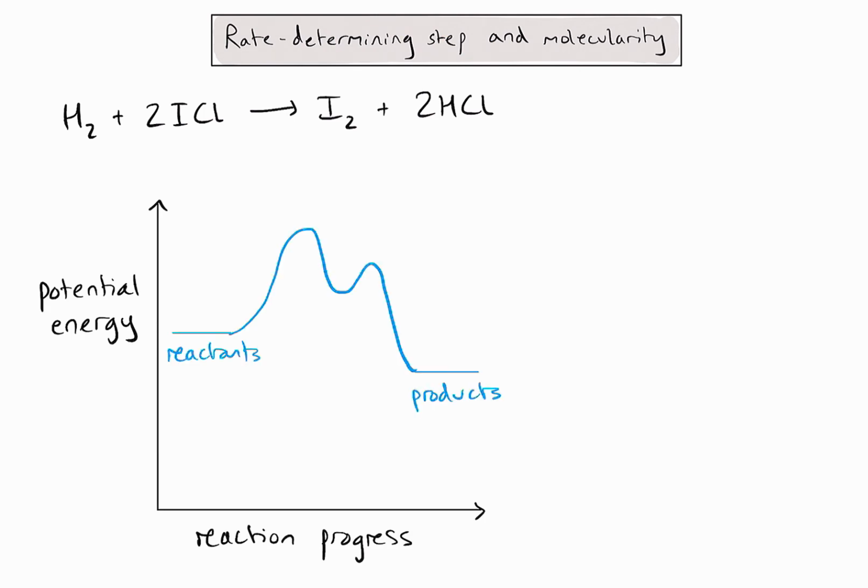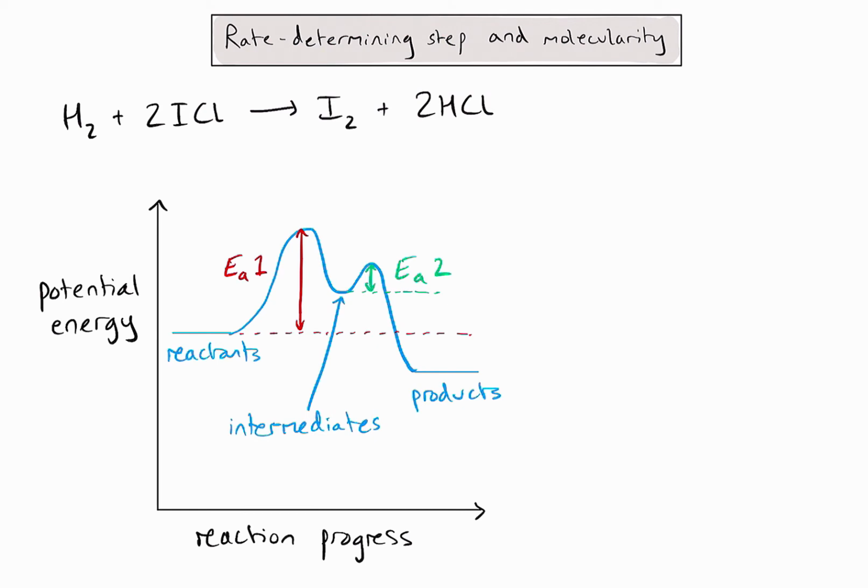In this example, you'll notice there are two humps in my graph, because if there are two steps in the reaction mechanism, we are breaking and making bonds twice. The products formed in the first step are known as intermediates because they are then used in order to form the final products in my reaction. And because there are two steps, there are now going to be two activation energies, one for each step. Here's the activation energy for the first step, and here's the activation energy for the second step.